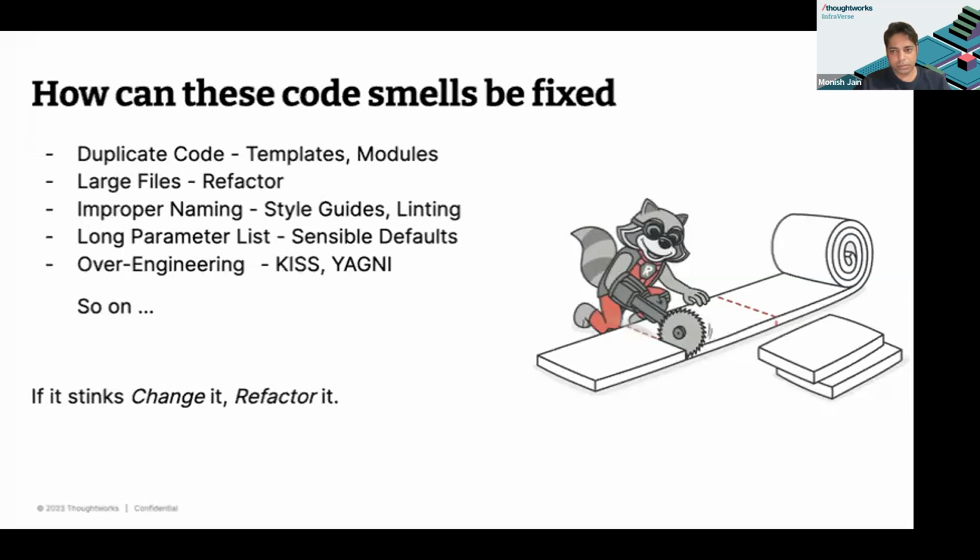For long parameter lists, we should set some sensible defaults around parameters in the style guide itself, like what standards we should follow. And over engineering, as we all know, keep it simple, stupid, and you are not going to need it. So write only those things that we really need at that time, and whatever you are thinking for the future, keep it in the backlog, and whenever it is required, you can write it at that time.